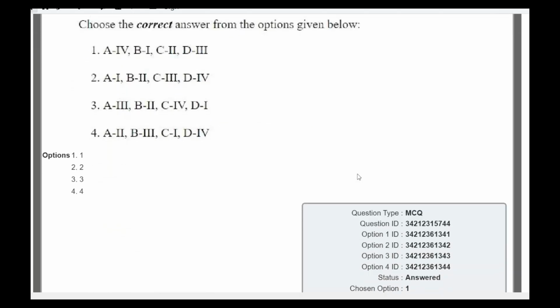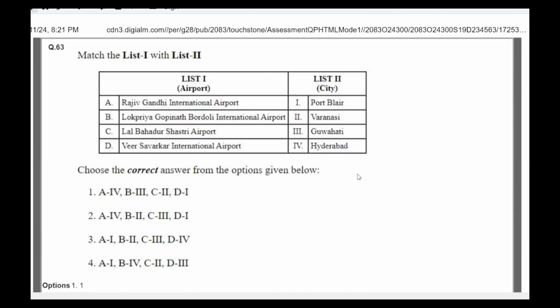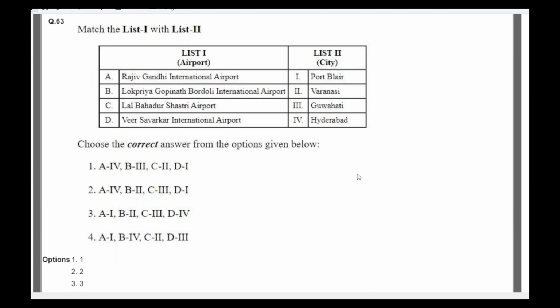So question number 13, which is a very easy question. It's a question from airport: which airport is situated where. First of all, this Veer Savarkar International Airport is situated in Port Blair. And the code for it, I think, is IXZ, the IATA code.